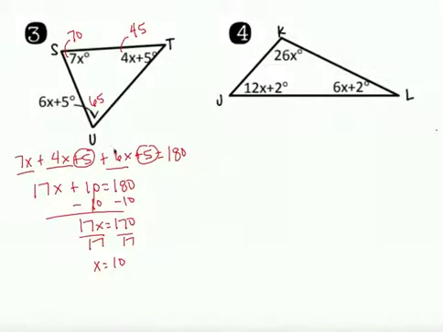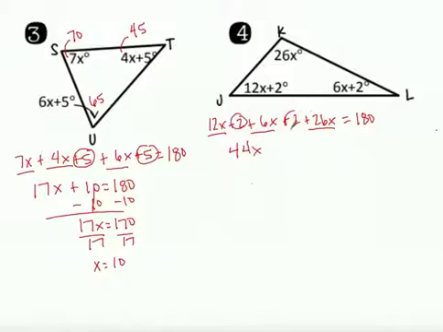So on number 4, I'm going to add up my 3 angles. So 12x plus 2 plus 6x plus 2 plus 26x, and it's all going to be equal to 180. So I'm going to add together my like terms: 12x, 6x, and 26x. So 26x plus 6x would give me 32x, and 32x plus 12x would give me 44x.